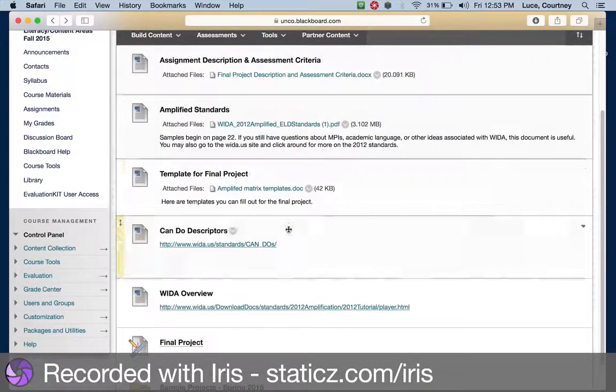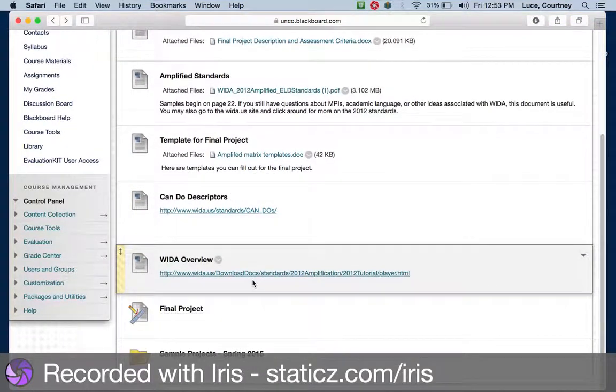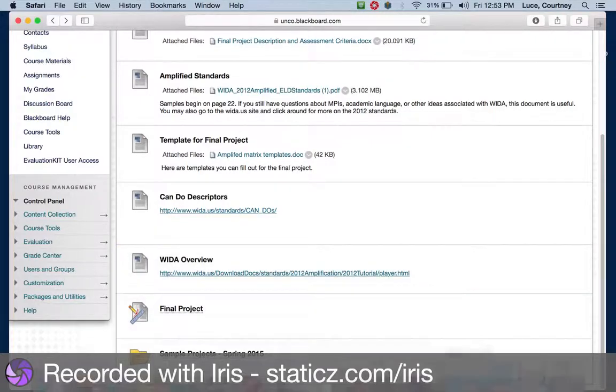The next piece that's available for you here is this WIDA overview, and I'm not going to click on it, but this WIDA overview is a tutorial that goes over everything that I'm going over here. And so if this isn't clear to you and you still need help figuring it out, you can click on this link here and watch the tutorial that was created by WIDA to help you work through the project. Okay, so you have lots of resources available.